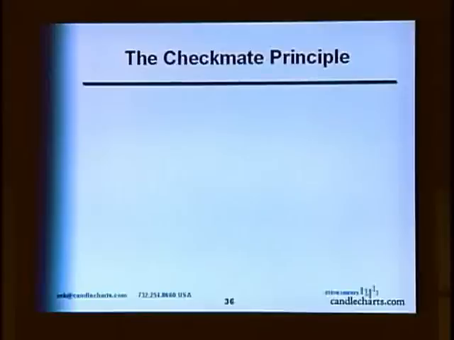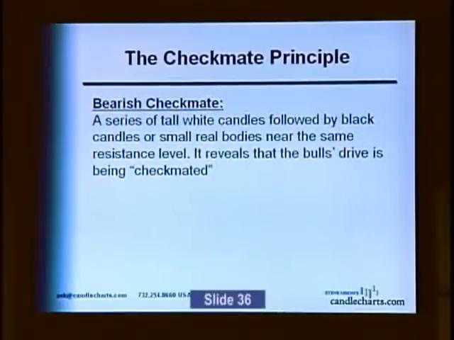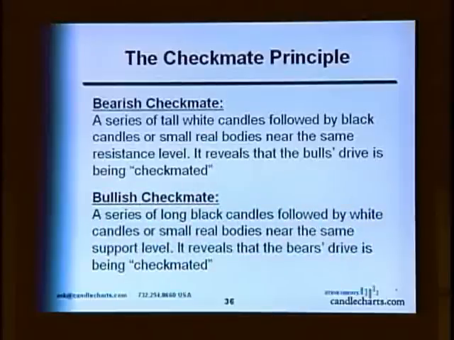A bearish checkmate. That's when we have a series of white candles, because that shows us the bulls are in control. We have a series of white candles followed by black or small real bodies near the same resistance area. And what it's actually showing us is that the bulls can't maintain control of the market. The rally is being checkmated. The bullish checkmate is the opposite. Black real body and then no follow-through to the downside. So let's look. Case in point.